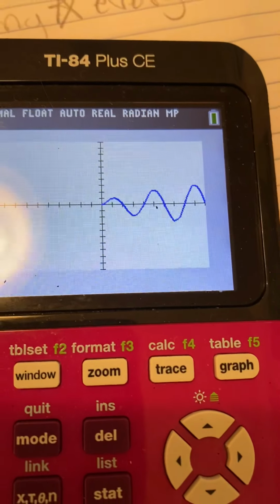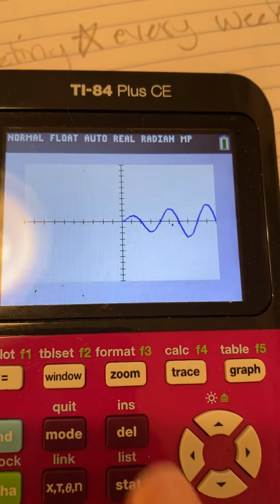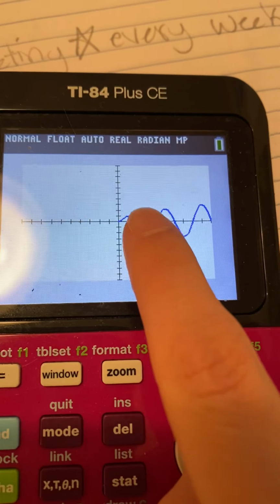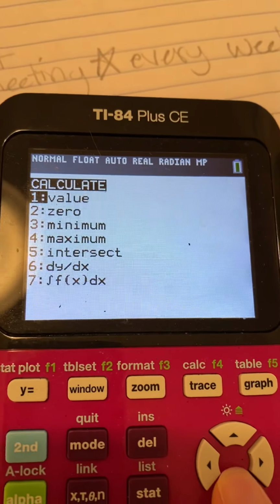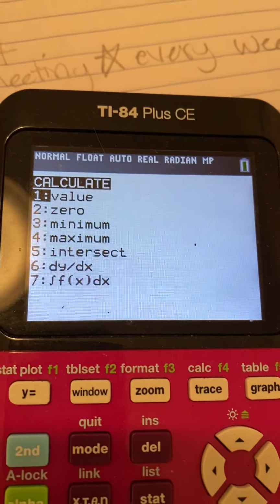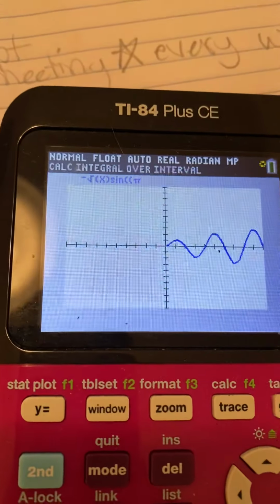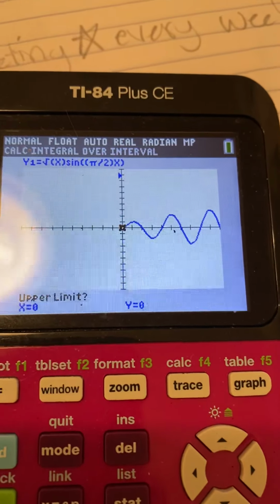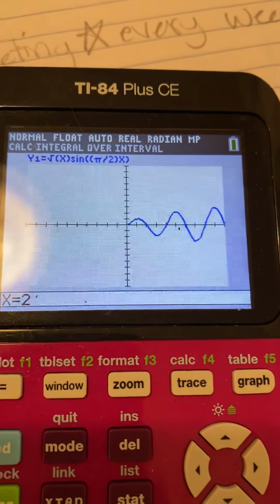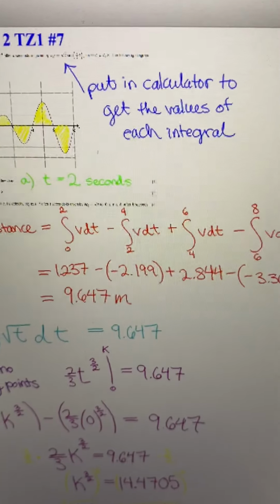And then for each section here, I need to do an integral. So this first one is going from 0 to 2, and that's going to be my integral. So second trace, we are going to number 7, hit enter. Okay, the lower limit of the first little hump there is 0. Upper limit is 2. Hit enter, and it shades it in and gives that first total. That's where I got that first number there.